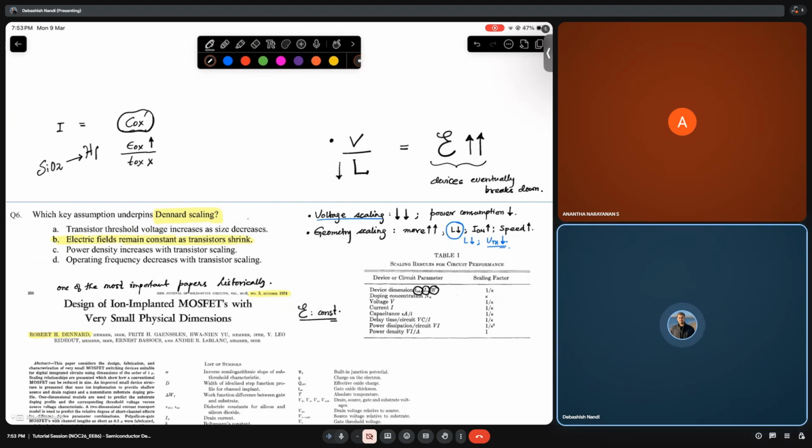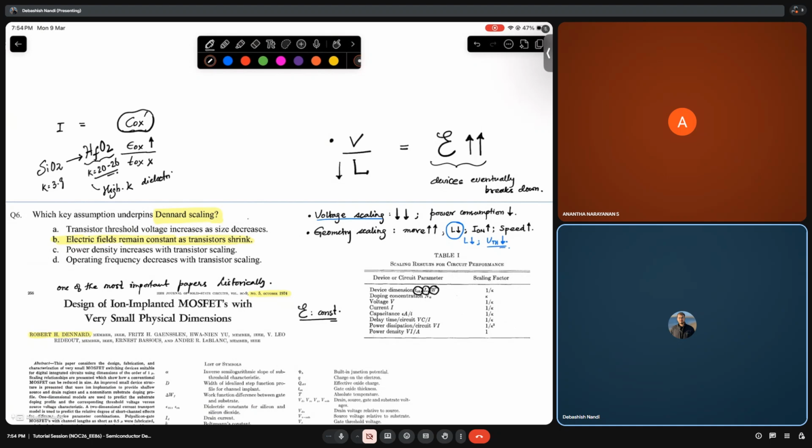Industry uses hafnium dioxide. The K value of SiO2 is 3.9. Its K value varies from 20 to 26. This is called high K dielectric. We will discuss these things.